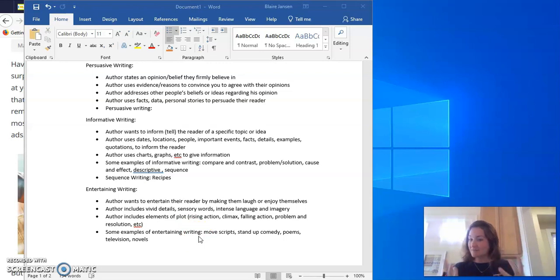Most writing anymore that we see today tends to be entertaining. If you're reading biographies, those often are informative. A lot of times autobiographies are intended to only be informative. Think about what the author is using in the text and how they're writing. That will help you know what the purpose of their writing is. Without further ado, let's go over to iExcel and do a couple practice problems together.